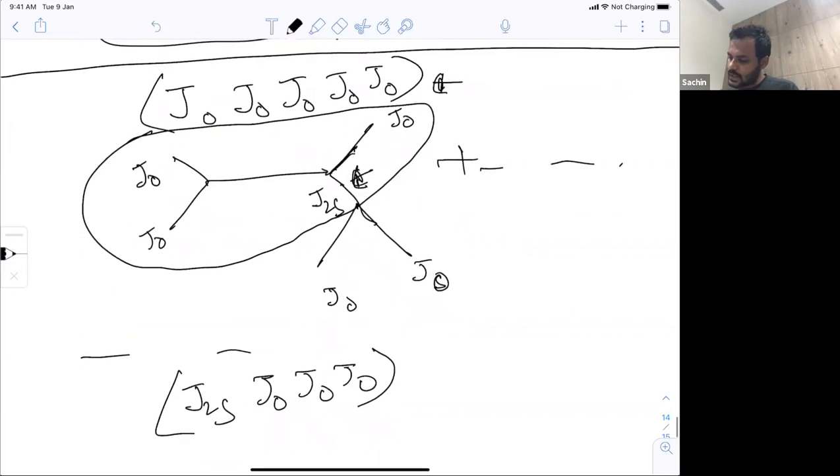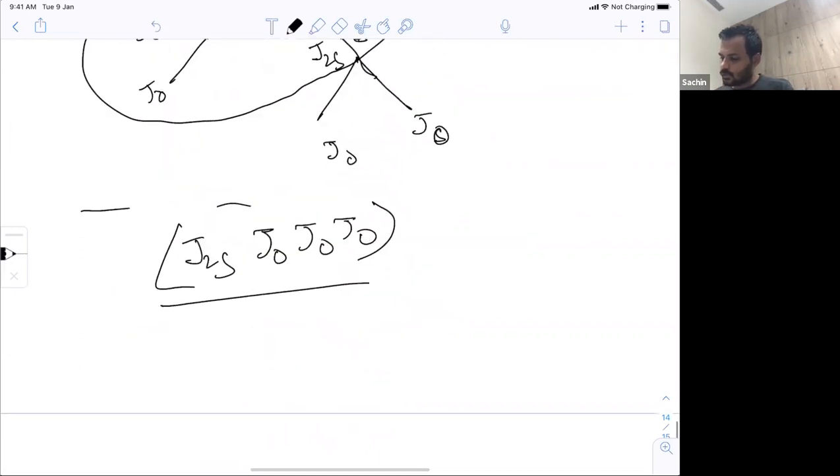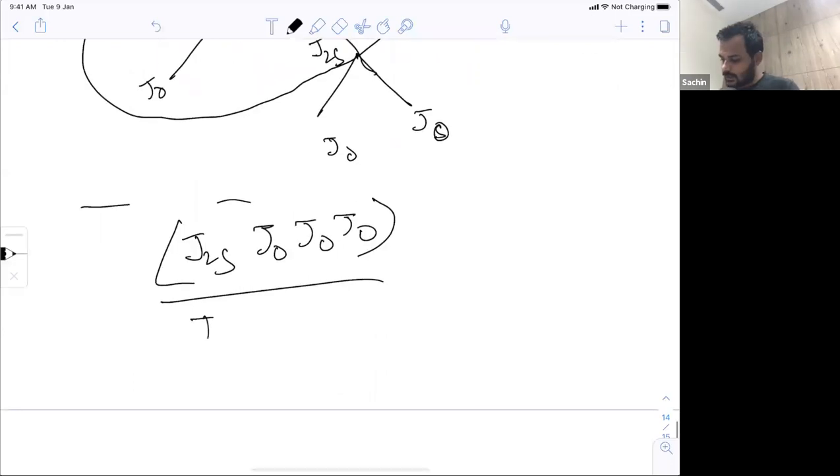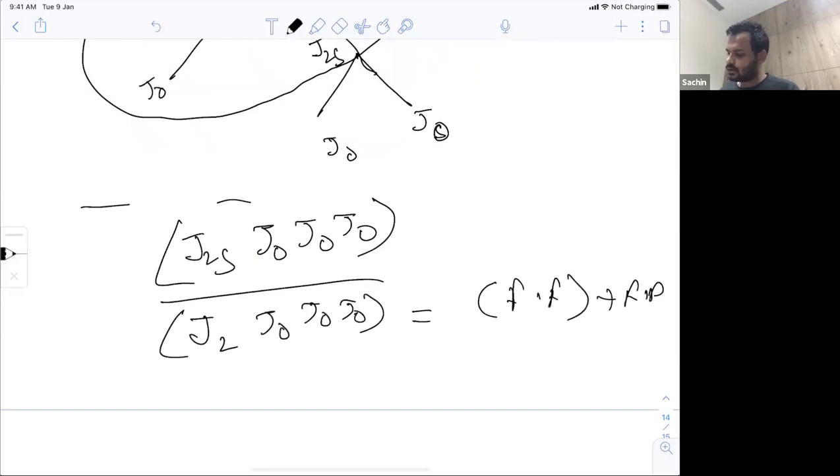I know that J2S, J0, J0, J0 is the non-trivial fact that is running here. And that is a non-trivial four-point function that I would be needing here. I won't need any other non-trivial spinning operators. And the fact that J2, J0, J0, J0 is just determined in terms of the free fermionic and the free bosonic theory, I can use this knowledge that J2S also will have a similar structure.